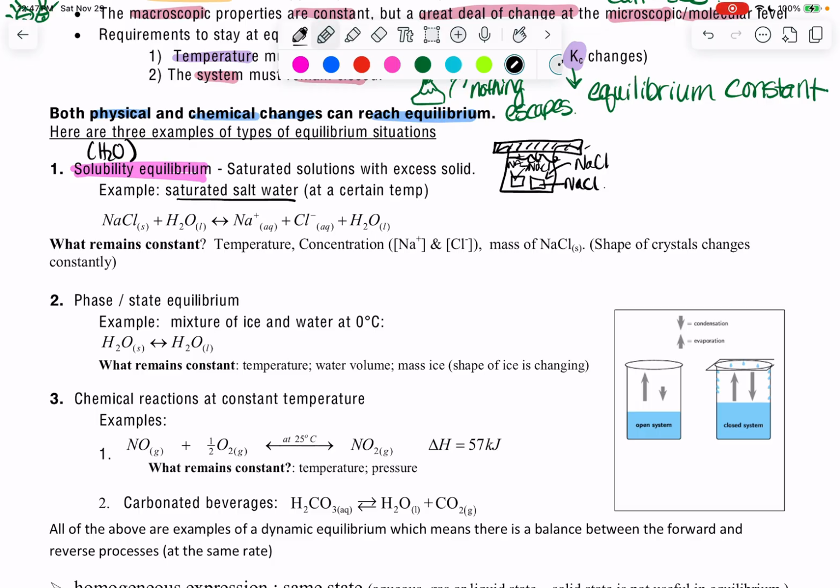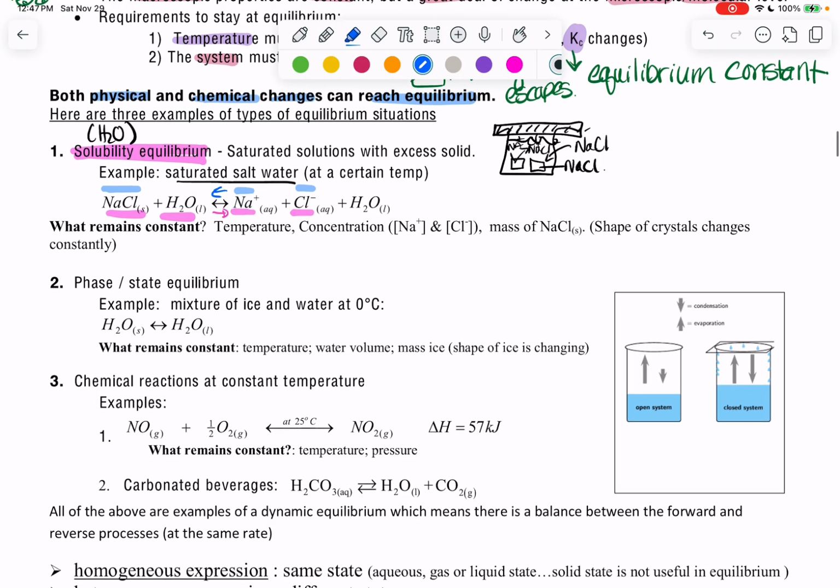And this is how we would write that down. We would say sodium chloride with water creates sodium and chloride, while at the same time, I'm going to pick another color of highlighter. So this is the forward reaction. While at the same time, the reverse reaction is occurring. Sodium and chloride are coming together to form the solid sodium chloride. So the ions are forming the solid.